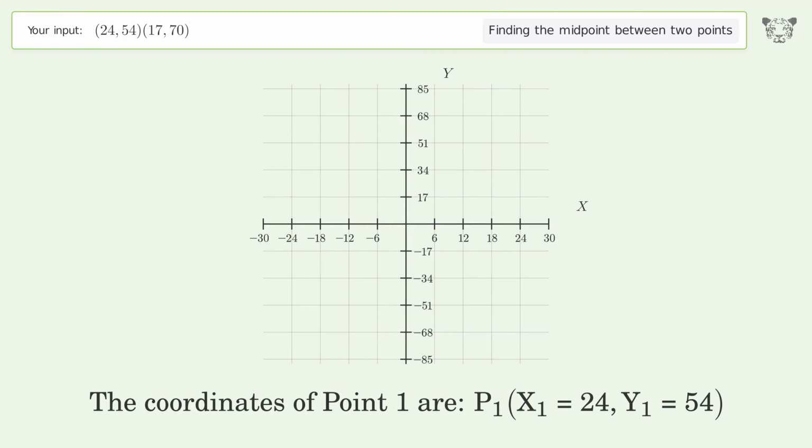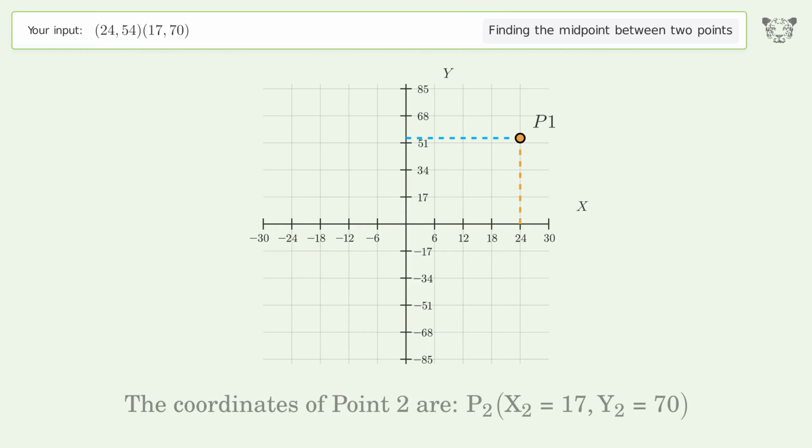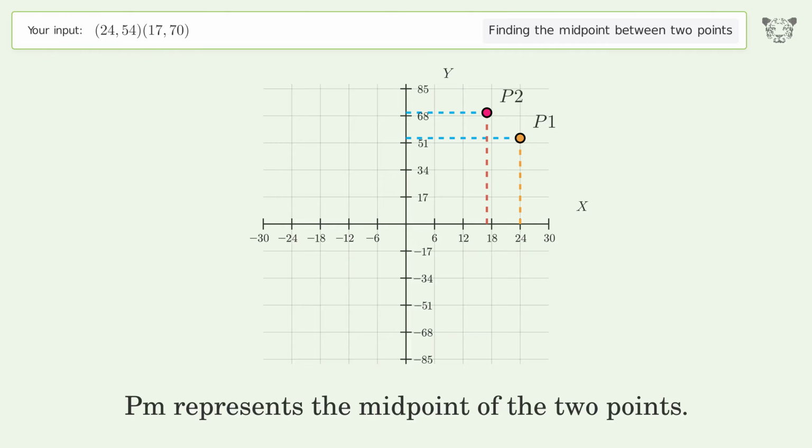The coordinates of point 1 are x1 equals 24, y1 equals 54. The coordinates of point 2 are x2 equals 17, y2 equals 70. PM represents the midpoint of the 2 points.